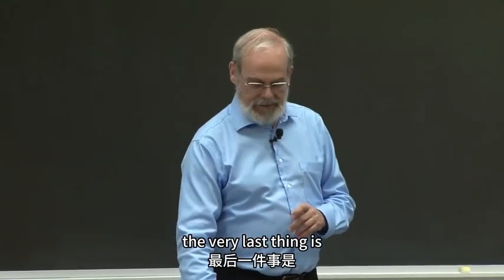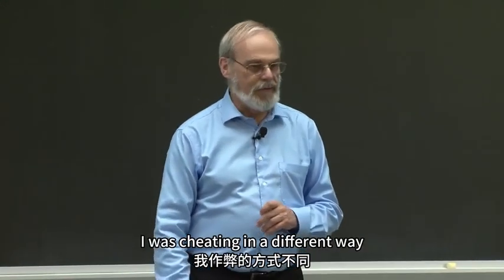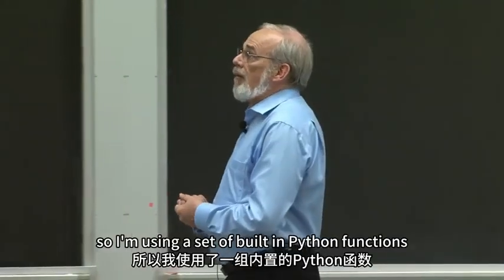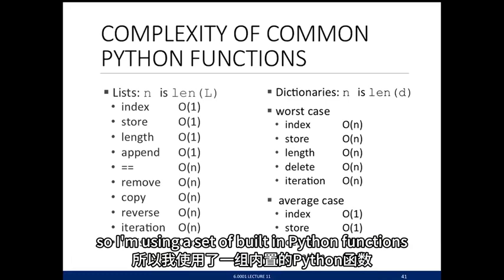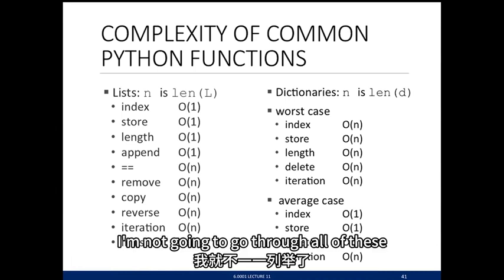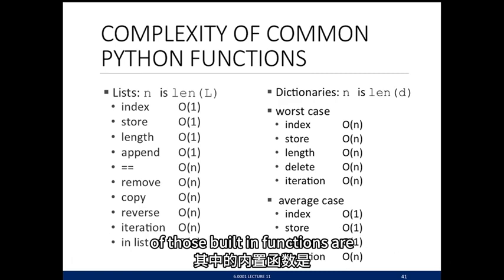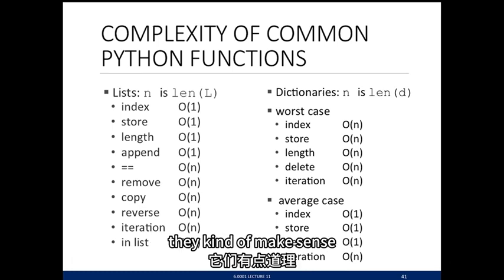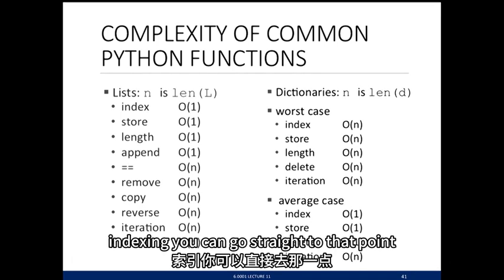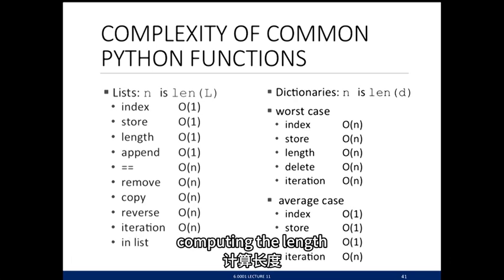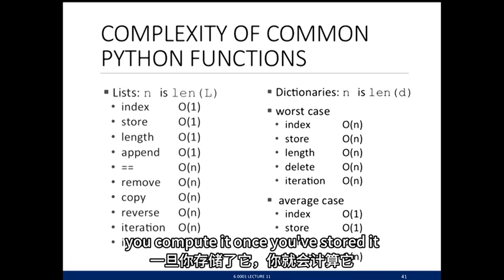The very last thing is you might have decided I was cheating in a different way. So I'm using a set of built-in Python functions. I'm not going to go through all of these, but this is just a list, for example, for lists of what the complexity of those built-in functions are. And if you look through the list, they kind of make sense. Indexing, you can go straight to that point. Computing the length, you compute it once you've stored it.